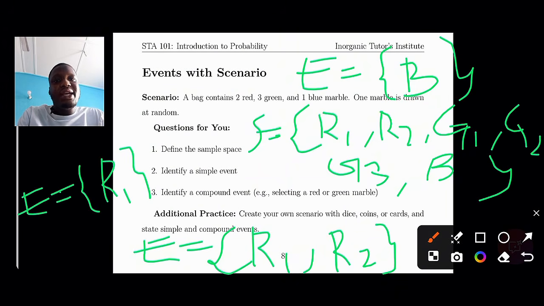Now the second one says identify a simple event. That is an event that has just one outcome. For instance, selecting a blue marble has just one outcome, or selecting the first red marble has just one outcome. Identify a compound event. Selecting a red marble without specifying which of them is a compound event, because when I choose the first one or I choose the second one, I satisfy the condition or the goal. So just selecting a red marble becomes a compound event because it has more than one marble.